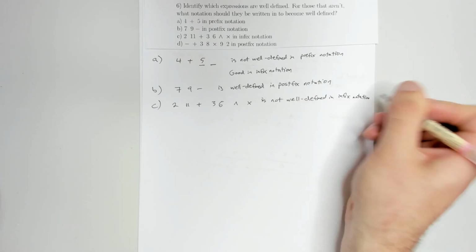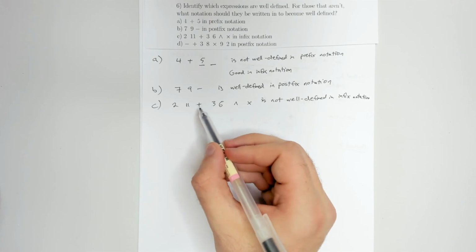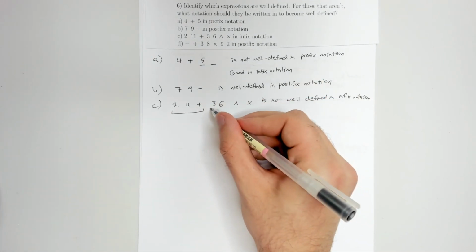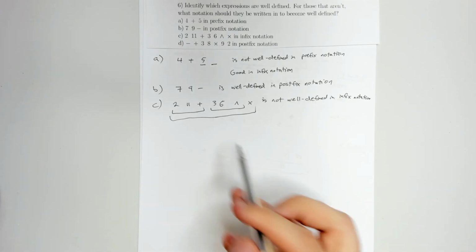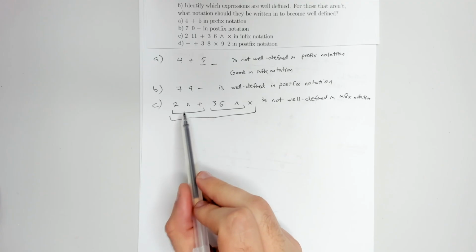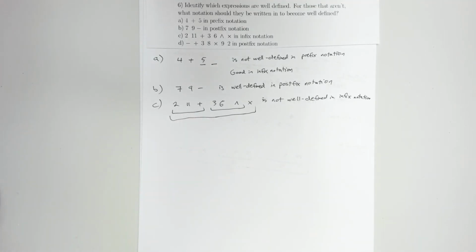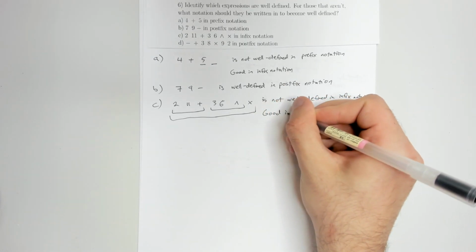So then what notation would it be well defined in? Well, it would be well defined in postfix notation. We see that the operations always appear after the operands. We would do the 2 plus the 11, we would do 3 to the power 6, and then we would do the multiplication. In every case, the operands, or the numbers, come before the operation. The operation is post them, so it's in postfix notation. So it would be good in postfix notation.